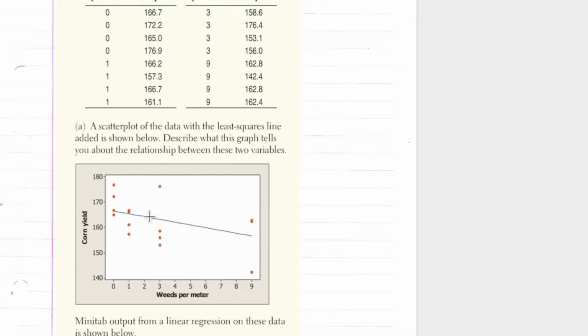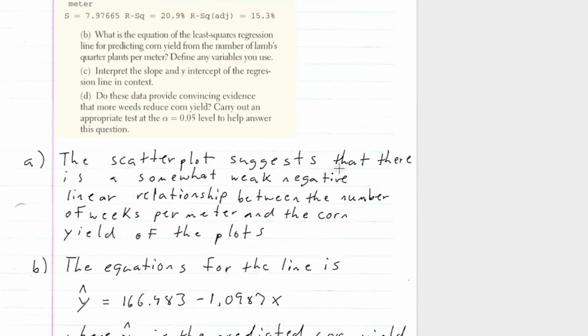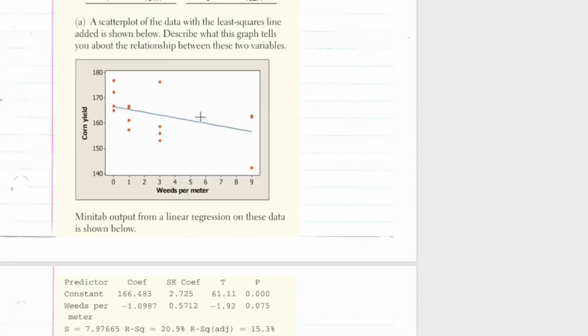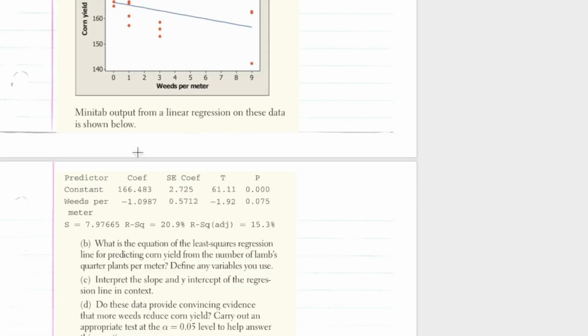All right, so we can see that there's definitely at least a negative, probably weak linear relationship. So the scatter plot suggests that there is a somewhat weak negative linear relationship between the number of weeds per meter and the corn yield of the plots. So relatively weak, we're going to see how weak it actually is. So here's the data, that's the Minitab output.